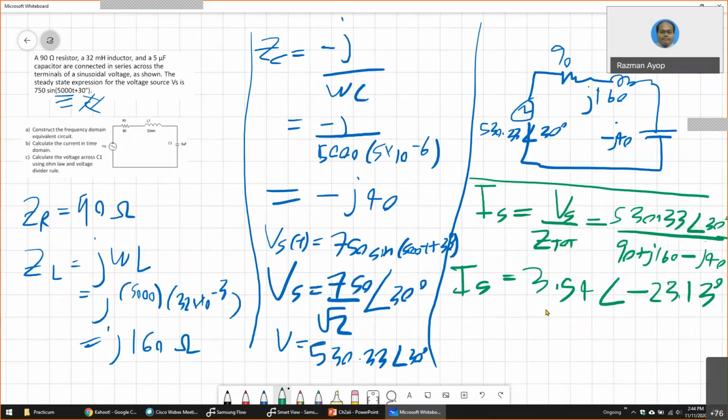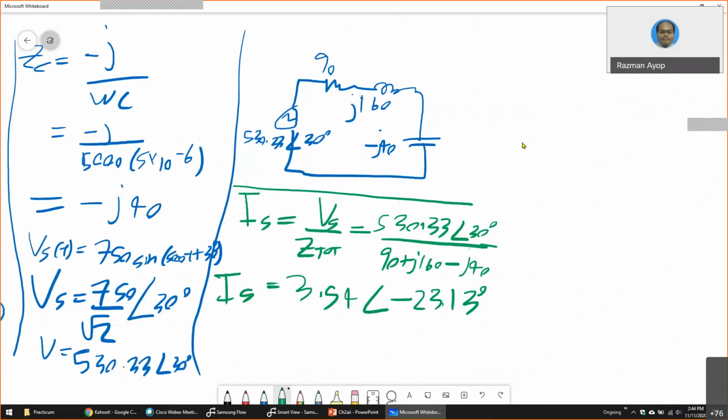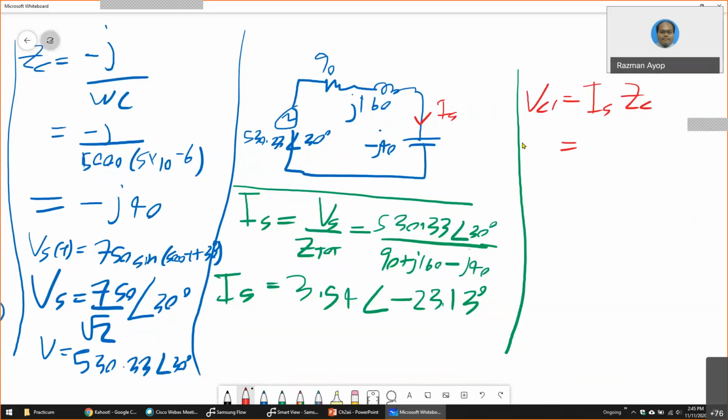Now question C: find the voltage across C1 using Ohm's law and the voltage division rule. How to do this? Using Ohm's law, because this is the current here, you get Is. So VC1 equals Is multiplied by ZC. You just multiply it together: 3.5 angle negative 23.13.